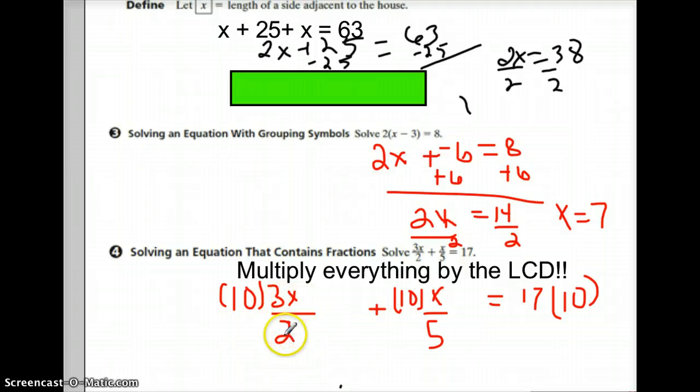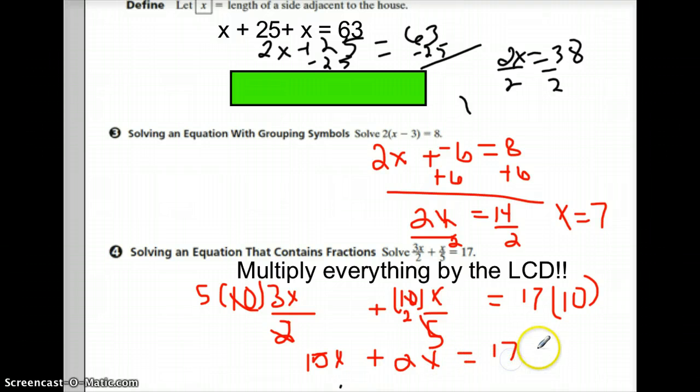So when we do that, if we reduce within the fraction a little bit here, we're left with 15x plus 2x equals 170. Then we combine like terms, and we get 17x equals 170. And then if we divide both sides by 17, we get x equals 10.